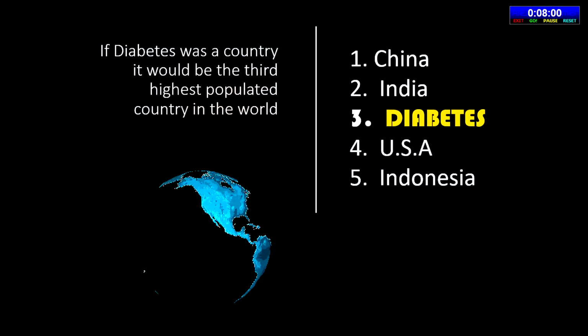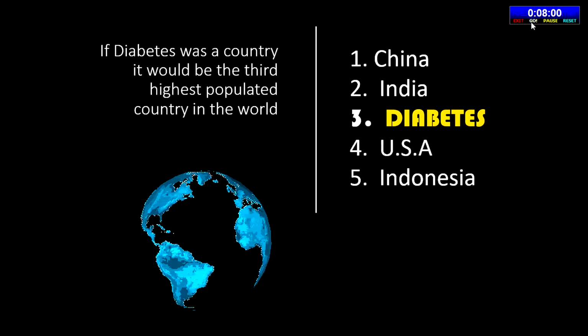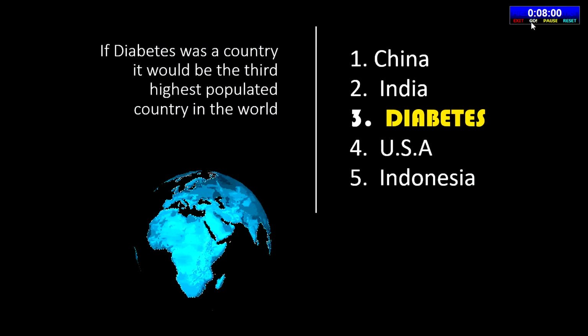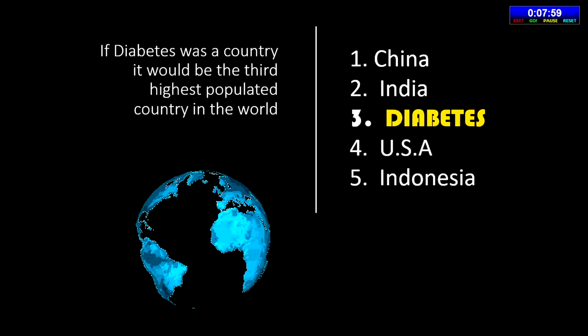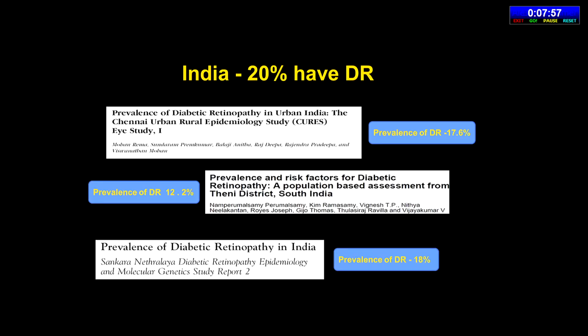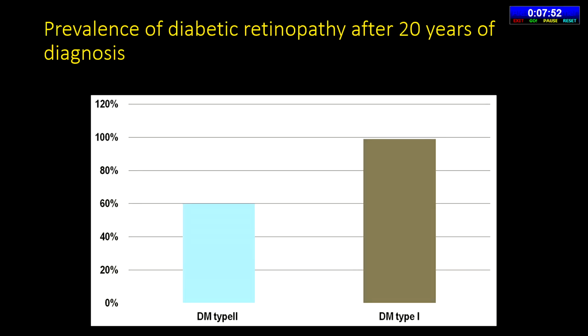So I'll just be covering diabetic retinopathy, not cataract with it. So just a few pointers. We know that diabetes is now rampant in our country and over the world. If diabetes was a country, it would be the third highest populated country in the world. In India, 20% of all diabetics would have some amount of diabetic retinopathy.